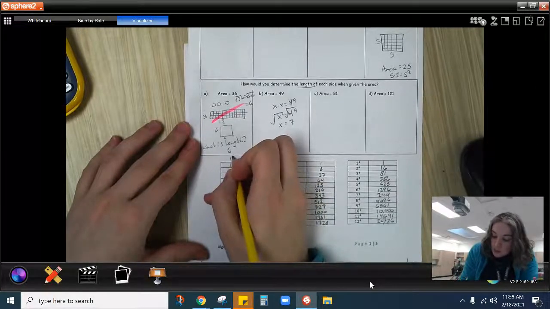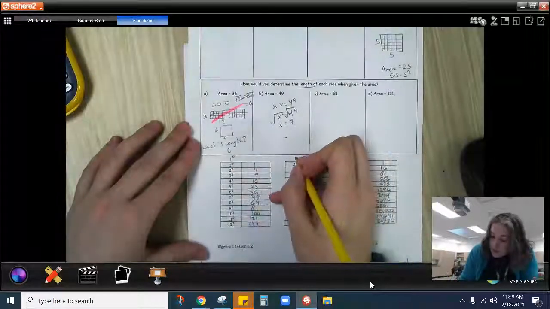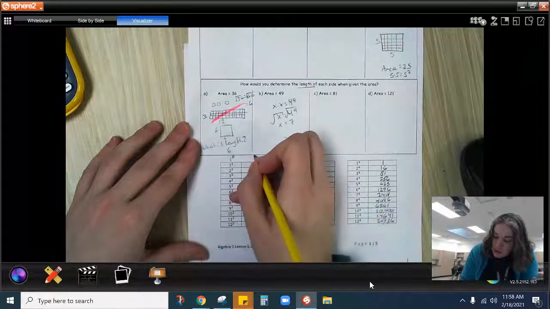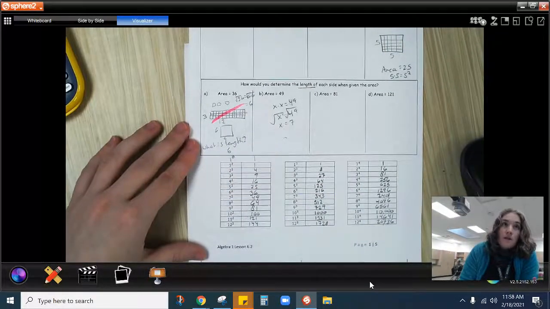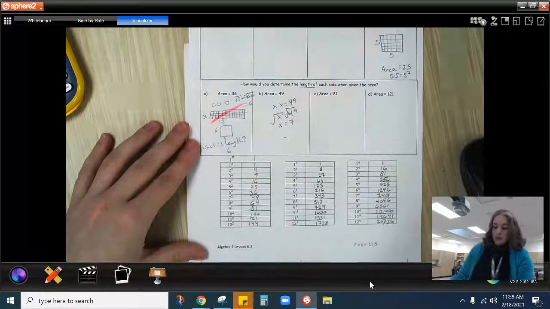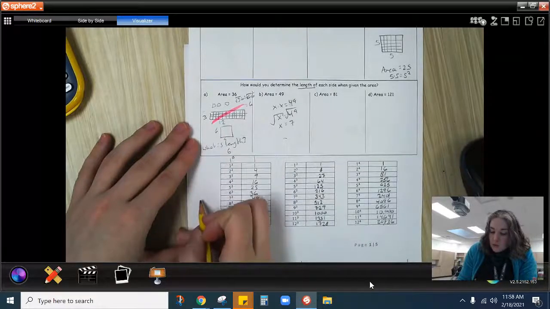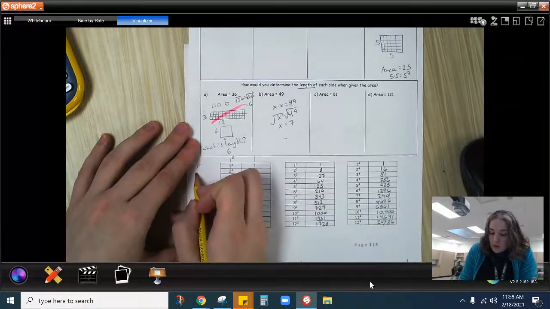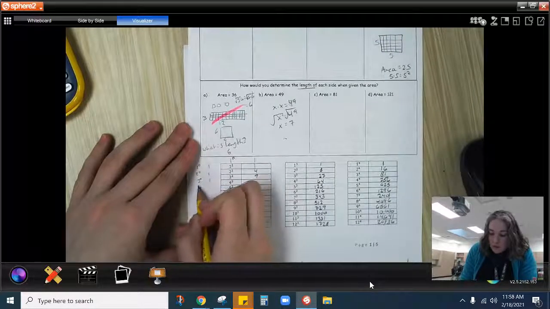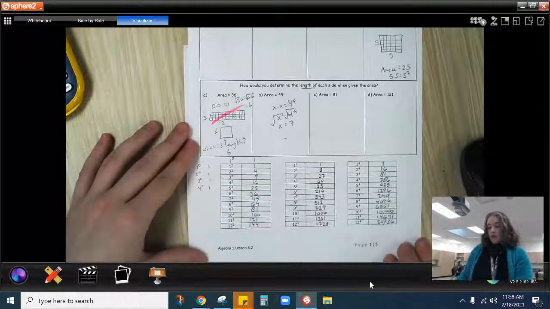And I'm going to add to this 1 to the 0, because we know anything to the 0 is always 1. Even 1 to the 0, it's 1. All right, so I just wanted to remind you of that. In fact, if we did a 0 table here, we could do 1 to the 0, 2 to the 0, it's always 1, 3 to the 0, 4 to the 0.